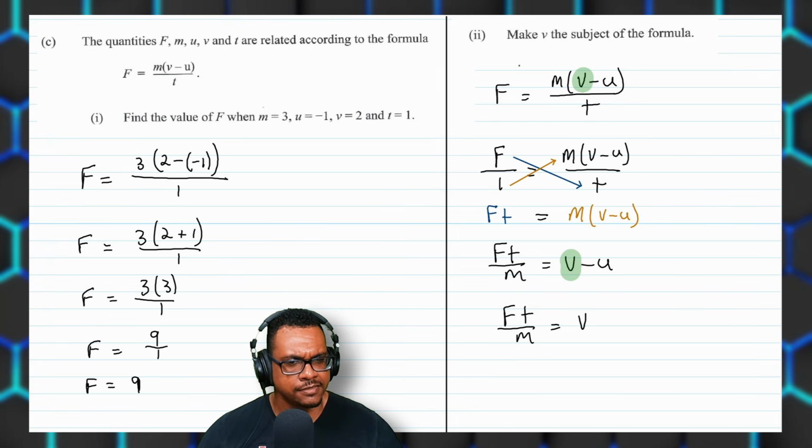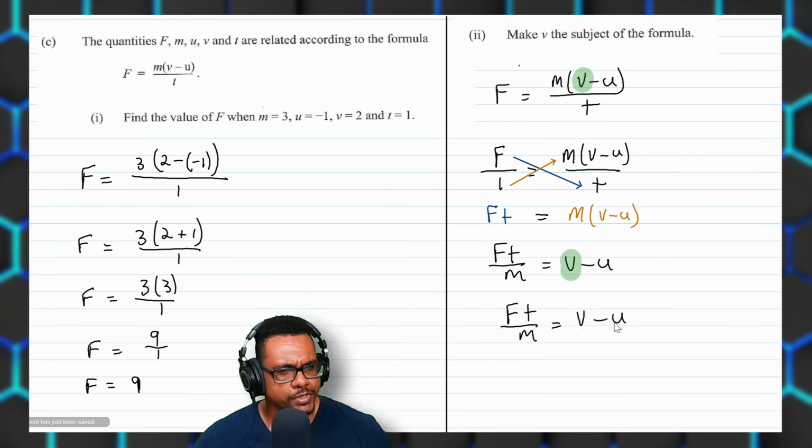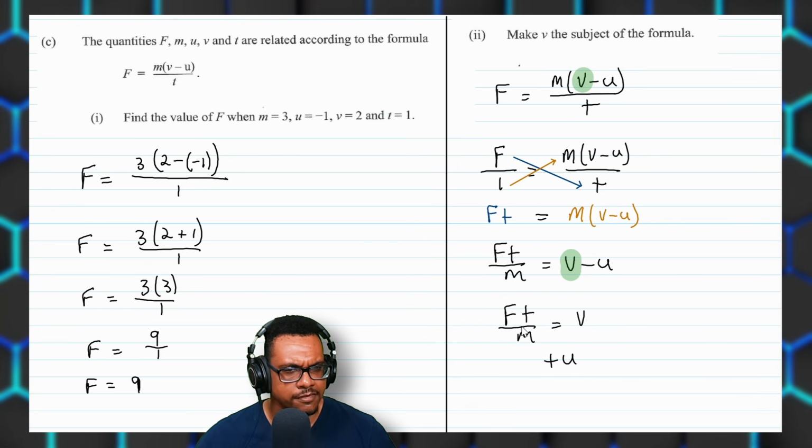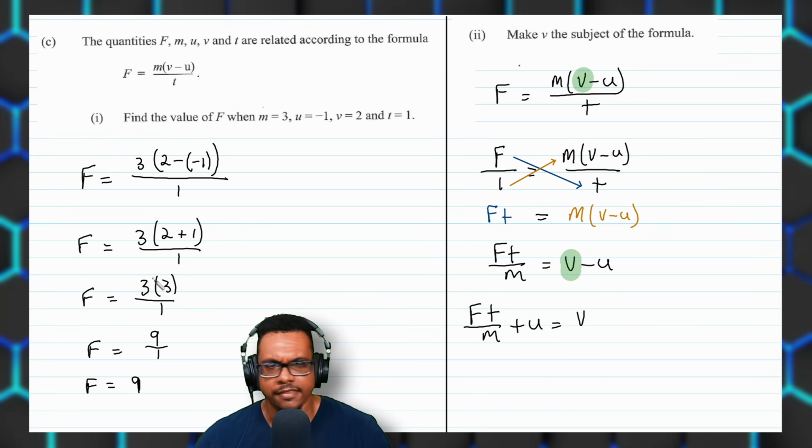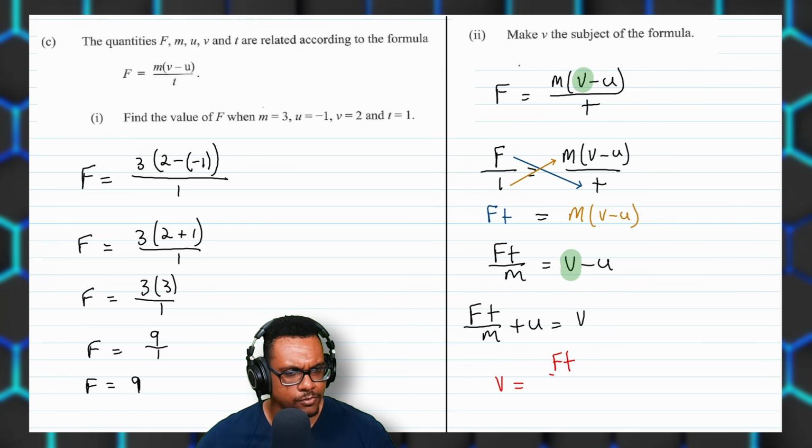I'll just write it out like this again. So what we'll do, we'll take this negative U, and as we translate across the equal sign, as it crosses, the sign will change from negative to positive. And I'll move this FT over M back here and put the positive U right here. And this would be your answer. V is now the subject of the formula, so you have transposed for V or made V the subject of the formula. Now, you'll get full marks writing it like this, but if you want, I'll just put this in red. You can write it the other way around, where you put the V first, and then you put the FT over M plus U.